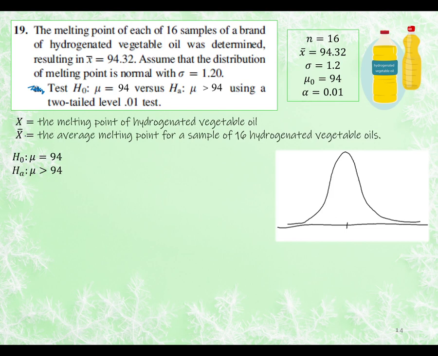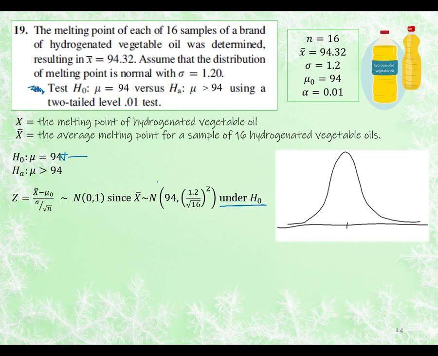So again, we are working here with X bar, and our test statistic again has a standard normal distribution, and that is because X bar has a normal distribution with a mean of 94 and this variance under the null hypothesis. So again, under the null just means that we assume that the null hypothesis is true, and that would mean then that X bar has a distribution which is centered at 94.